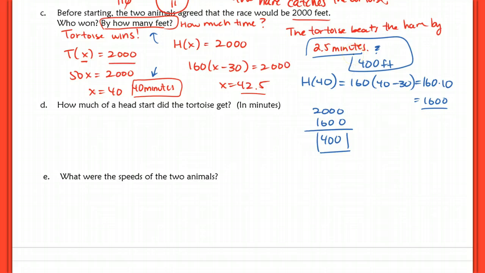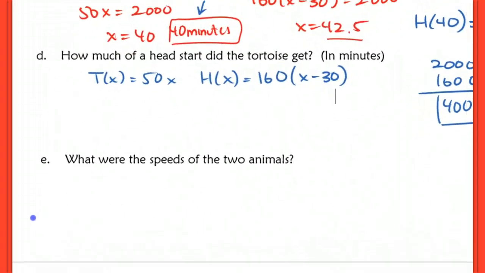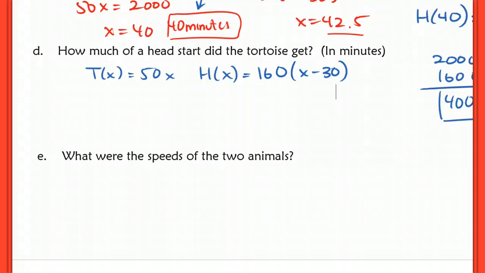All right, now for part D, it says how much of a head start did the tortoise get in minutes? So I want to take a look at our original functions, t of x, which is 50x, and h of x, the hare's speed, or his function, 160 times (x minus 30). I need to take a look at these two equations and break it down for you guys so that it makes sense why I'm getting the answer that I'm going to get here.